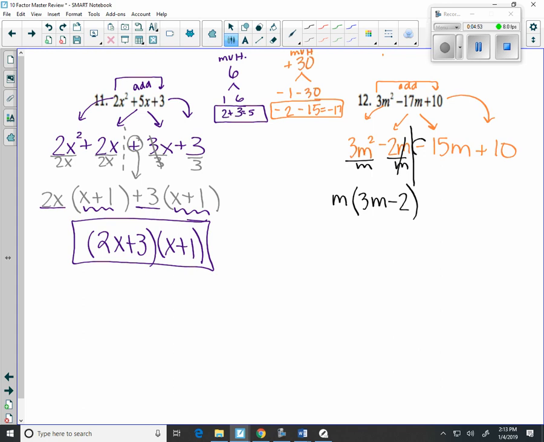All right, we bring down that middle sign. 10 and 15 have 5 in common. So I'm going to pull out a negative 5. I'm going to be really careful when I'm dividing here. It's going to look a little different than our other problems, but it works the same. Negative 15 divided by 5 is positive 3, and it has an m. 10 divided by negative 5 is negative 2.